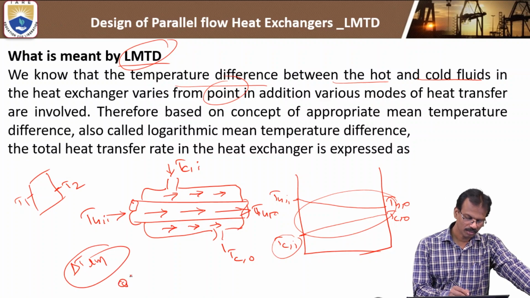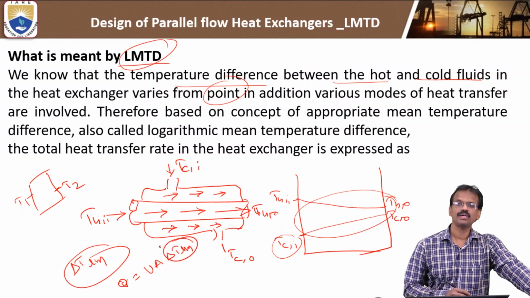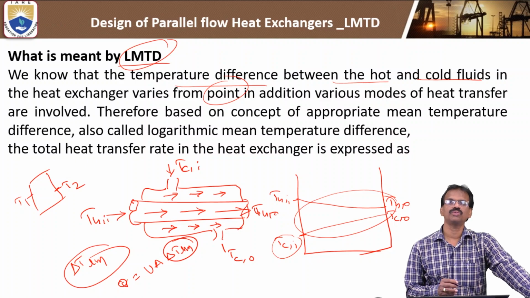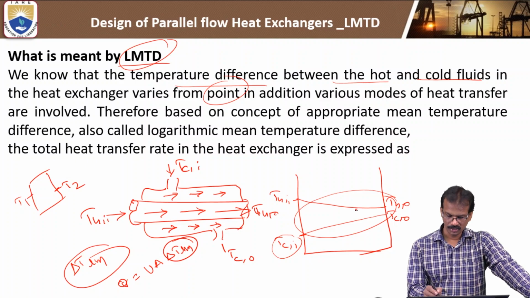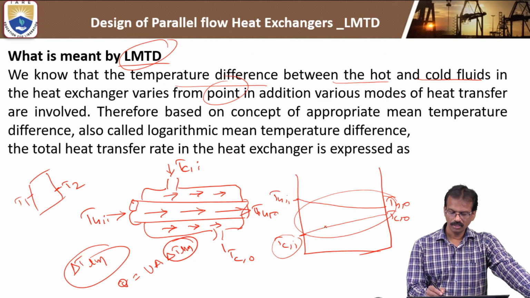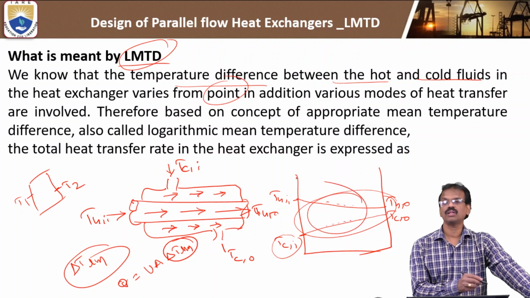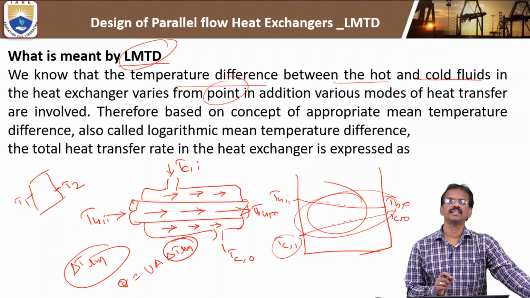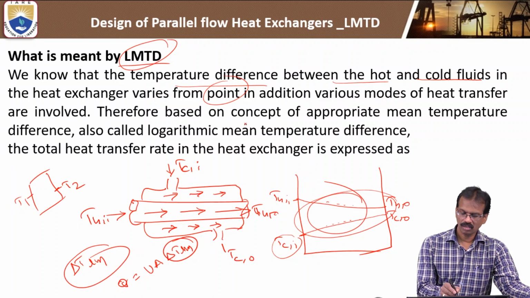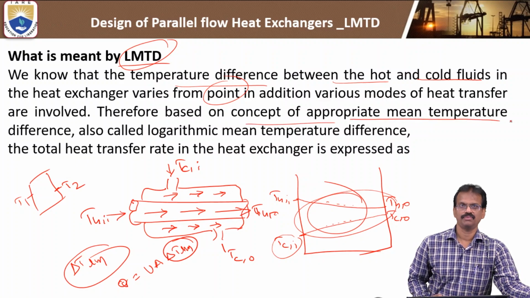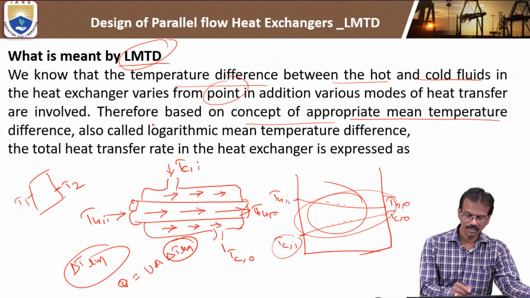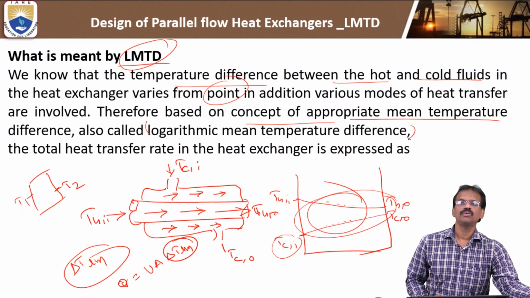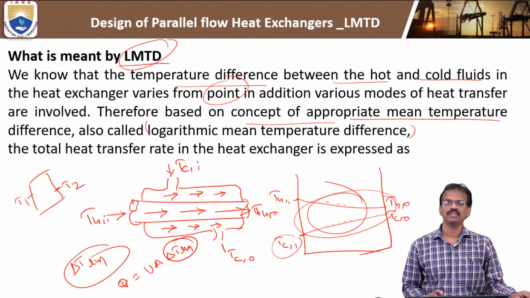Then the formula for the rate of heat transfer Q is equal to UA delta T LM, so we have to find delta T LM with respect to LMTD. Because the temperature difference between hot fluid and cool fluid varies from point to point, to find the general equation we have to consider the logarithmic principles. This is the reason. Based on the concept of an appropriate mean temperature difference, that is the logarithmic mean temperature, we will find the total heat transfer rate in the heat exchanger.